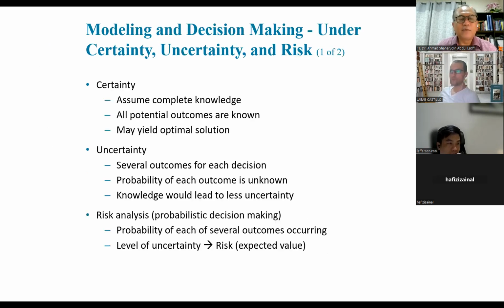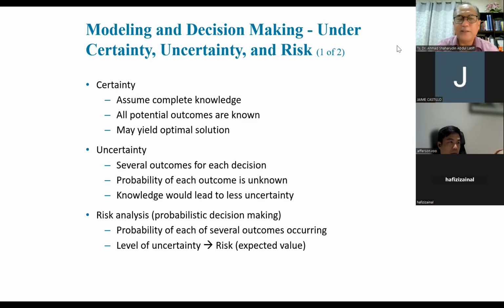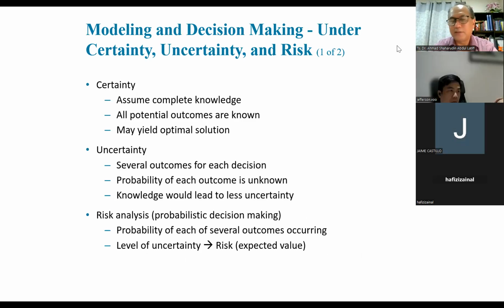Okay, this is the formula. And then, whenever you want to make a decision, there are three situations. One is the situation of certainty, where you have complete knowledge of the situation. You assume that you have complete knowledge, so all potential outcomes are known, and then you can yield an optimal solution.